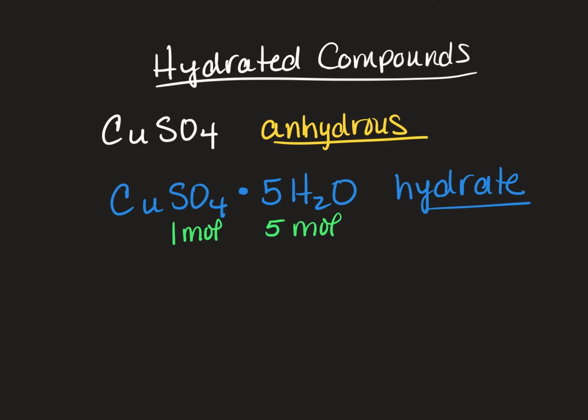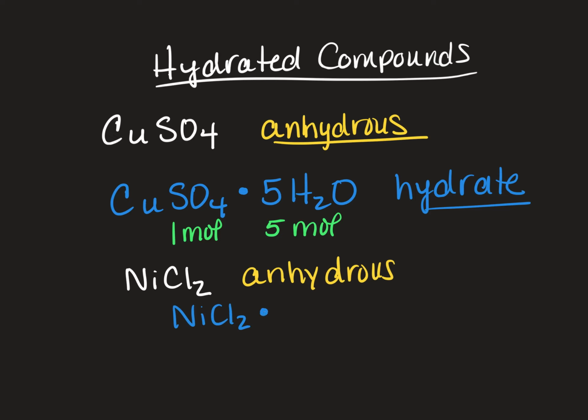I mentioned to you another compound, and that is nickel 2 chloride. Nickel 2 chloride, this would be the anhydrous version. That means that it doesn't have water attached to it. And then if I was to add water, it would be NiCl2, but this time it's going to be what we call a hexahydrate, because it's going to be a 1 mole to 6 mole ratio between nickel 2 chloride and water. So again, this would be my hydrated version.